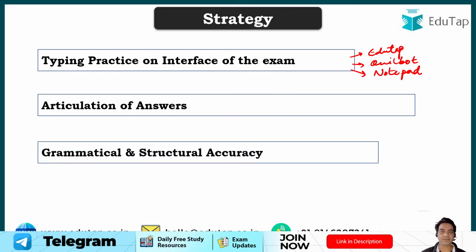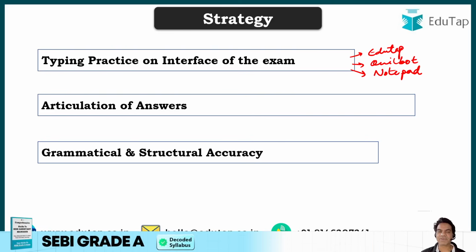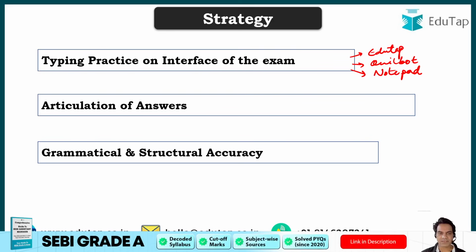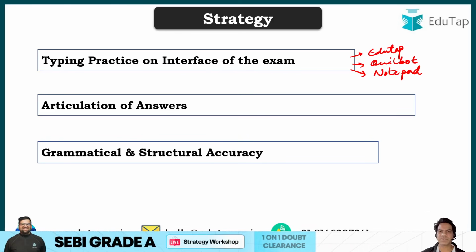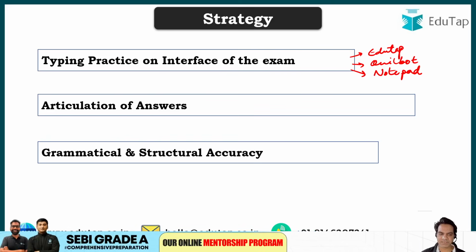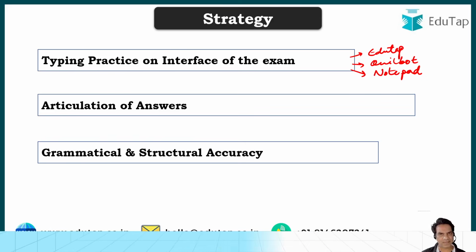Third is, guys, please focus on grammatical and structural accuracy. See guys, for every grammatical or typing mistake, spelling error, it will cost you marks. So we cannot lose marks on our grammar. See guys, they're not looking for Shakespeare, but you should be at least able to write decent English with minimal grammatical mistakes. That is their perspective. So your answer should be structurally and grammatically concise and accurate.